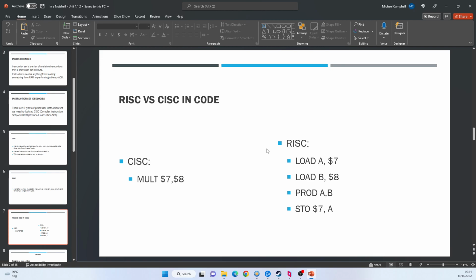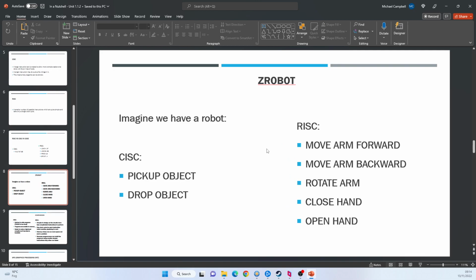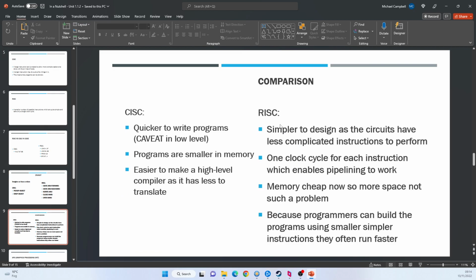So let's have a look at the robot that I sort of invented that doesn't really exist. We'll call it Z robot. Imagine we have a robot. Okay, this could be a sort of other thing. So like in CISC, we teach it two commands, those two commands, but in RISC, we actually have to give them the commands manually like this. But this obviously gives us more flexibility. Okay, and here is the comparison.